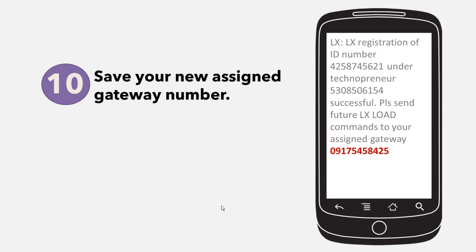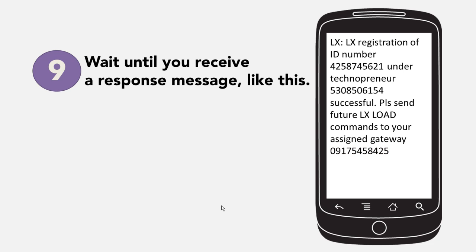If you are a Smart subscriber, you can use either of the two numbers that we've mentioned a while ago. If you're a Globe subscriber, you can use either of the two numbers we've shared, and it's the same with the Sun subscriber. Once you have sent that, you go to step 9, which is to wait until you receive a response message, which looks like this: LX registration of ID number 425 successful. It's basically a text message that informs you that you are now a Vmobile Technouser, a registered user of the Load Extreme system.